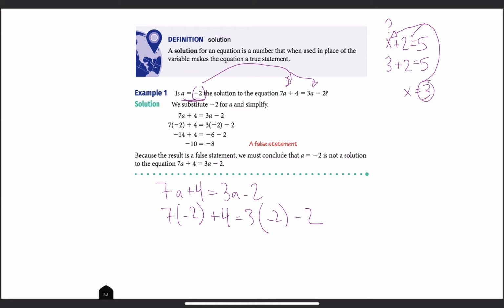So 7 times negative 2 is negative 14. 3 times negative 2 is negative 6. Negative 14 and 4 is negative 10. And negative 6 and negative 2 is negative 8. So is negative 10 the same as negative 8? Nope, they're not the same numbers. So this is a false statement. So negative 2 is not a solution to the equation, because when you replace the variable with the proposed solution, it doesn't make a true statement.